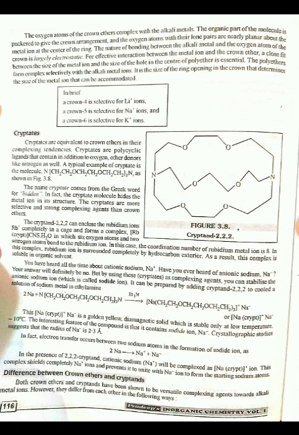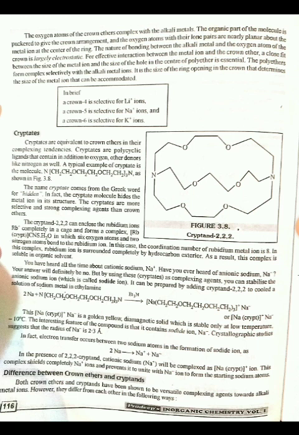2Na plus N(CH2CH2OCH2CH2OCH2CH2)3N, in the presence of Et3N, gives out [Na(N(CH2CH2OCH2CH2OCH2CH2)3N)]+ and Na-, or Na crypt+ Na-. This Na crypt+ Na- is a golden yellow diamagnetic solid which is stable only at low temperature, -10 degrees Celsius. The interesting feature of the compound is that it contains the sodide ion, Na-.